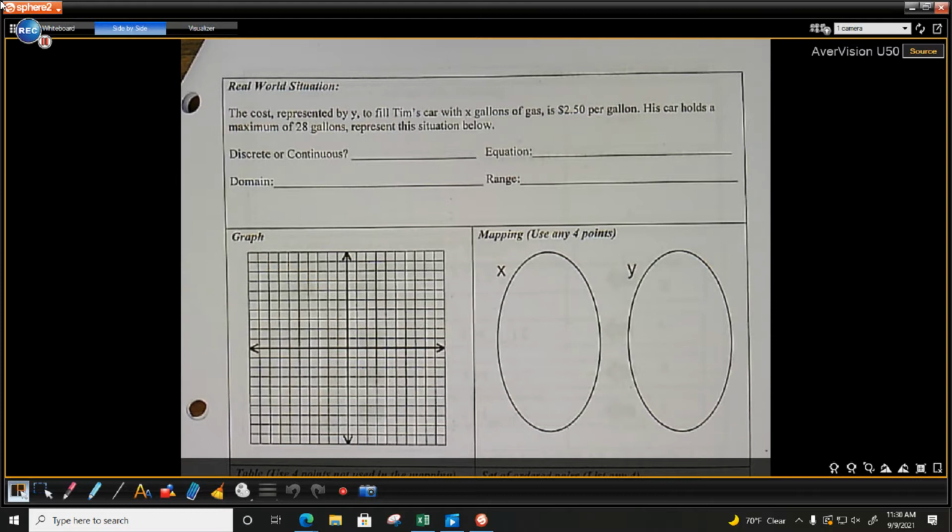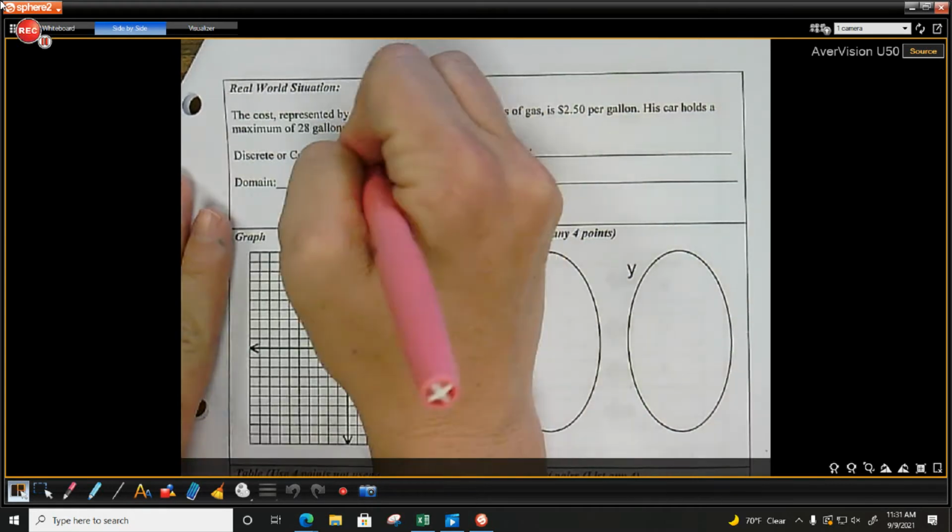It's not like, okay, I'm buying exactly 1 gallon. I'm buying exactly 2 gallons. Your tank might be full if you're at like 10.37 gallons, okay? So is this going to be continuous or discrete? Continuous, because it's continually going. Your gas is continually going. So this is continuous.